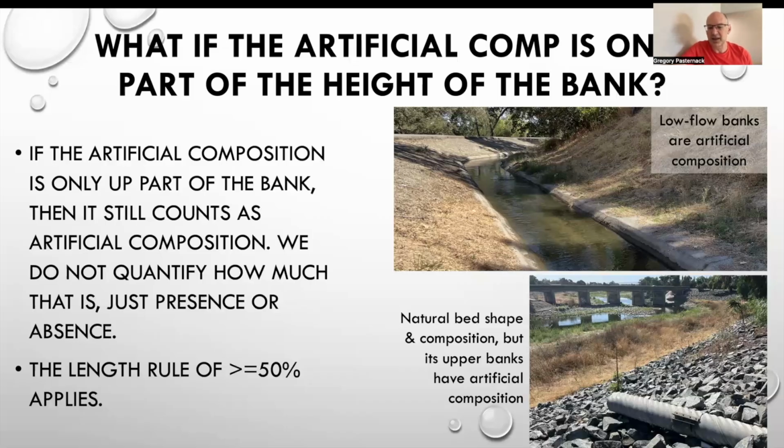I'm not going to speculate on that, but at some point you get into a floodway of the river corridor, where now you start to have a trapezoidal shape, and then we have this very heavy riprap, like rock slope protection up here over a long length of the river. So both of these scenarios count as artificial composition as we define it.